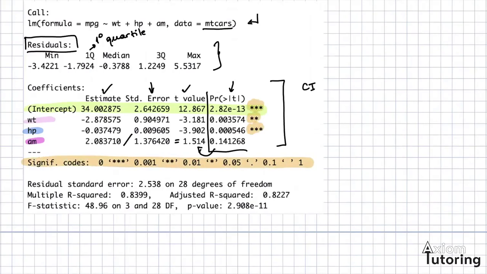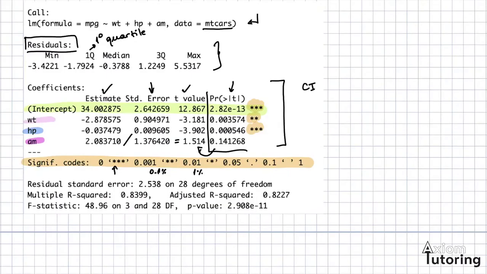So we've got 3 stars. If it's a p-value that is very close to 0, if it is 0.1% significance, you're going to see 2 stars. And if you have 1 star, that is 1%.